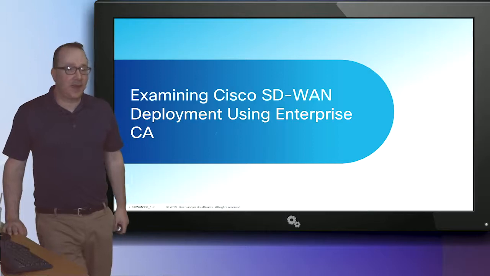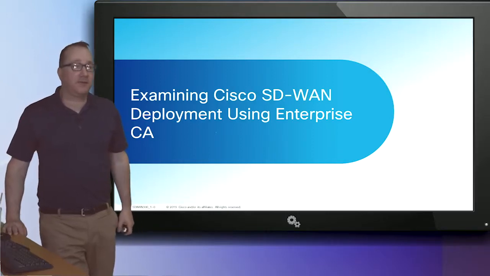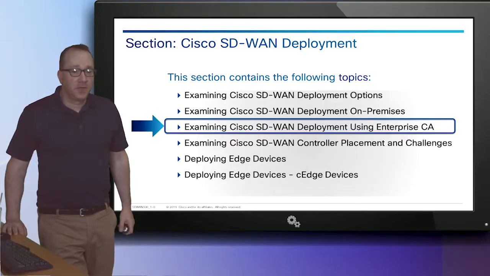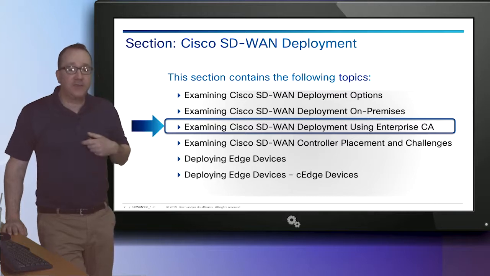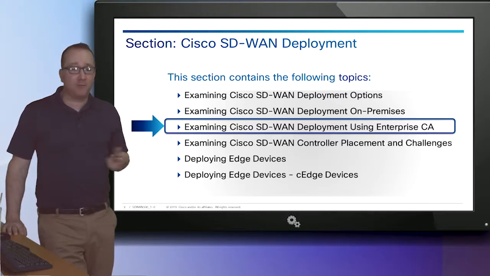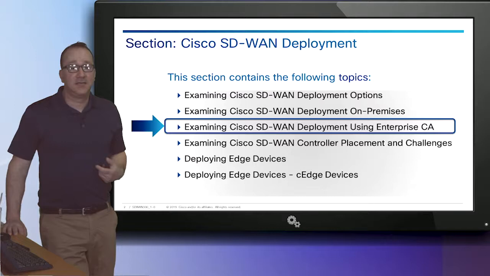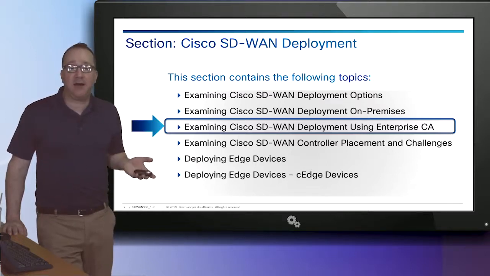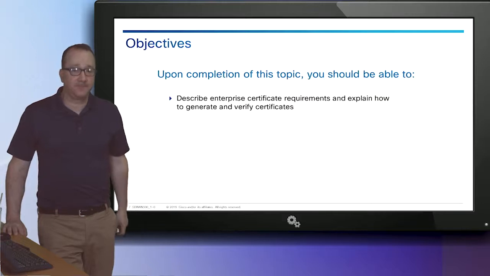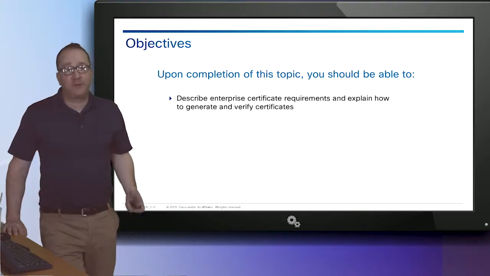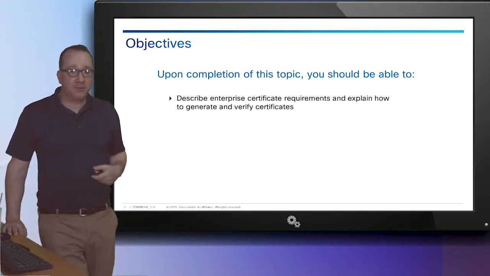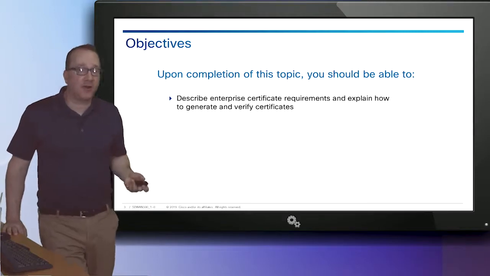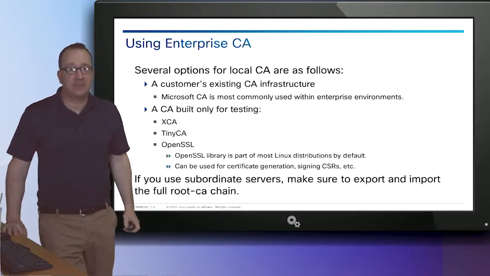Welcome to Cisco SD-WAN, deploying using enterprise certificate authorities. What we're going to do is tell you how to deploy the Cisco SD-WAN controllers in the public or private cloud or any enterprise, as well as how a managed service provider scenario is set up and used to use an enterprise certificate authority. After we're done with this, you should be able to describe what the requirements are and how to generate and verify those certificates.